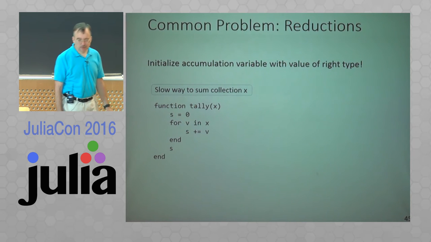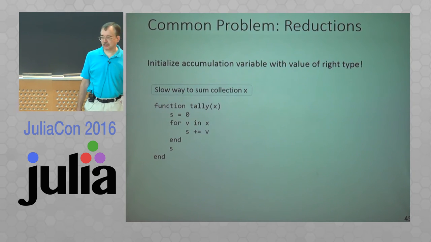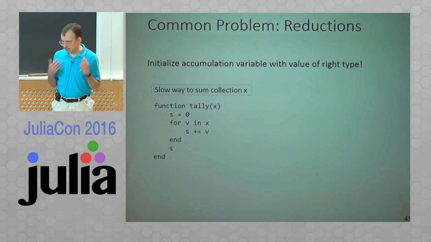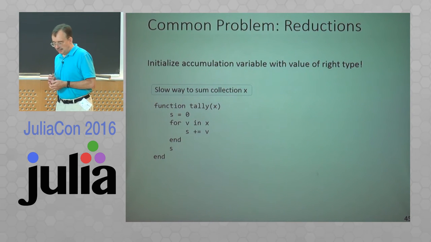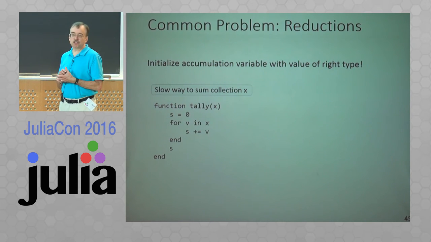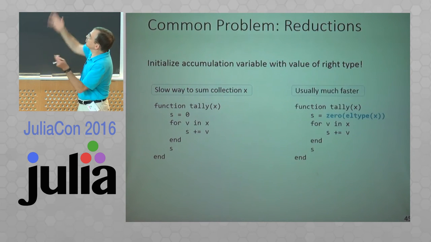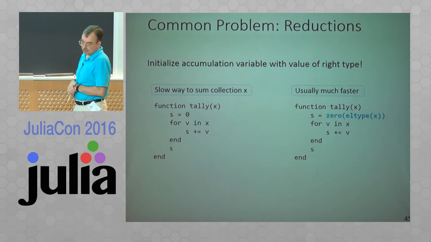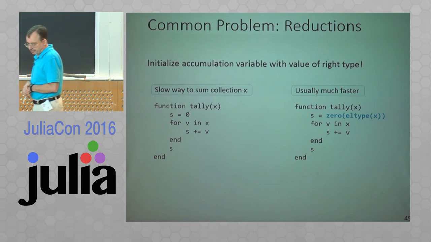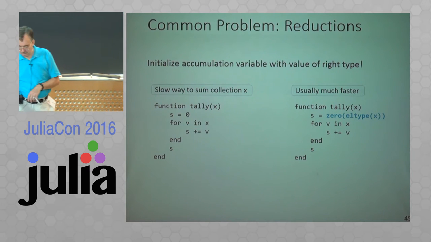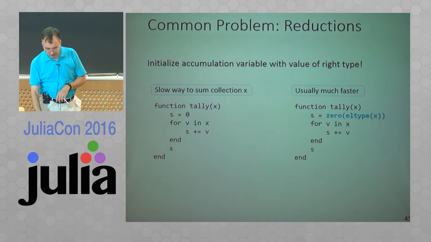All right, the most common place, at least in my experience, for type instability problems is on reduction. It's initializing the accumulation variable with a value of the right type. Like here, I write a function that's going to tally up all the values in some collection. It'll work fine for a collection of type int, it'll work great.